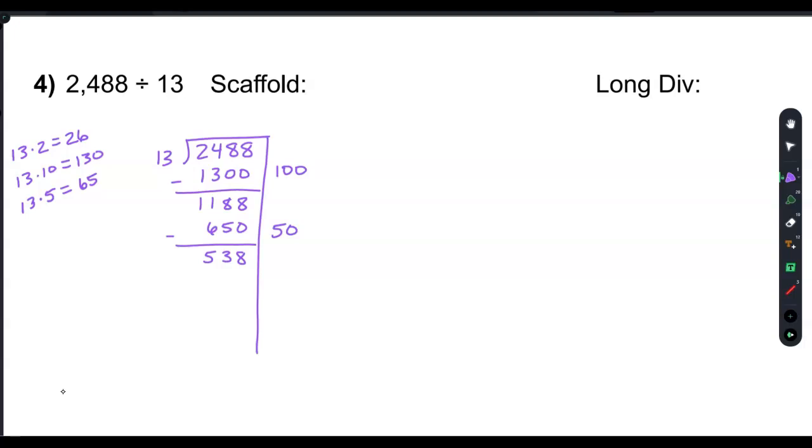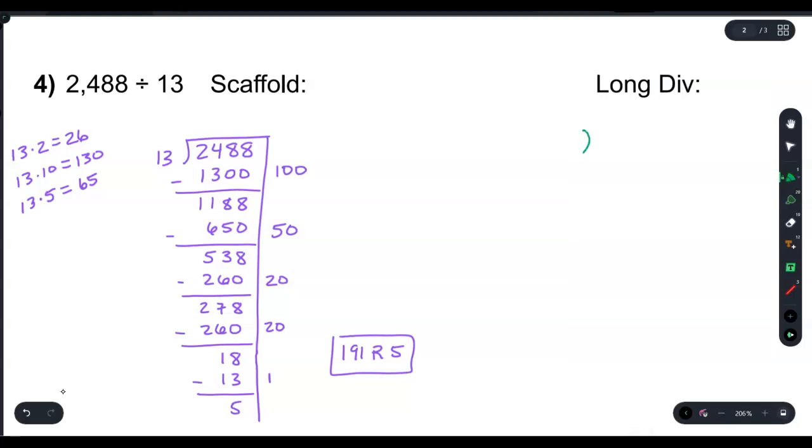And then how about 260? So since 13 times 2 is 26, that means 13 times 20 has to be 260. So that's going to be 278. I could do that again, right? So another 20 would be another 260. That leaves me with 18, and 13 will go into 18 just one more time though. So then just once would be 13, and subtract, and I get 5. So if I add all this up, 100 plus 50 plus 20 plus 20 plus 1, that would be 191 with a remainder of 5.